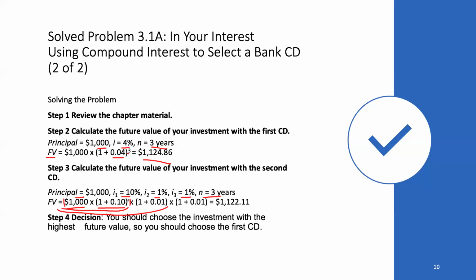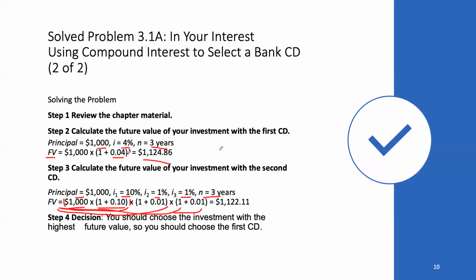This is what I had at the end of year one. That grew at 1% rate, and that's what I would have at the end of year two. Okay. So this is the principal that gets invested for year three. So at the end of year three, I would have this principal plus 1% of that principal together. That is what I would end up with at the end of year three. And here you can see at the end of year three, I would end up with $1,122.11 if I went with the second CD. And here we have a future value where you can directly compare.